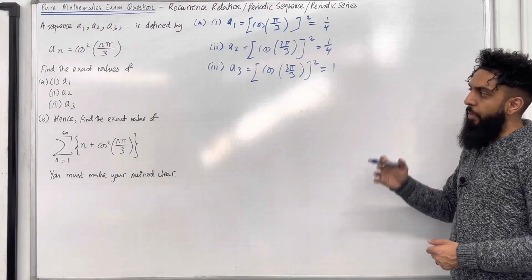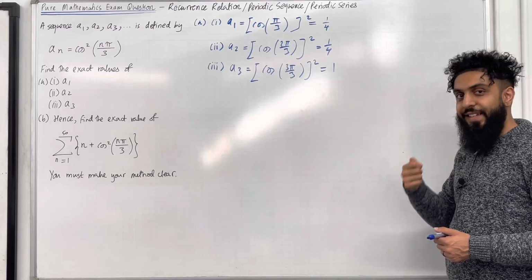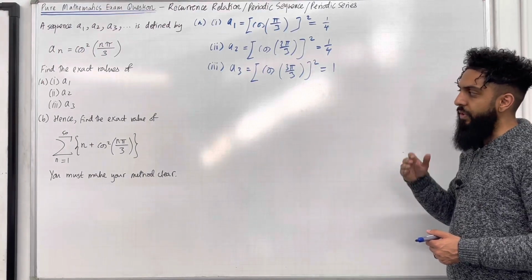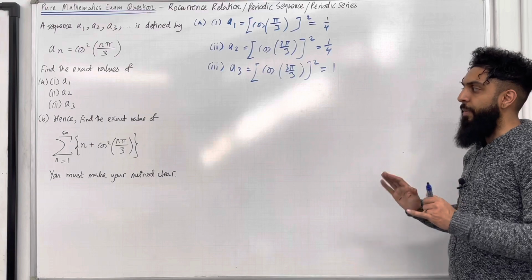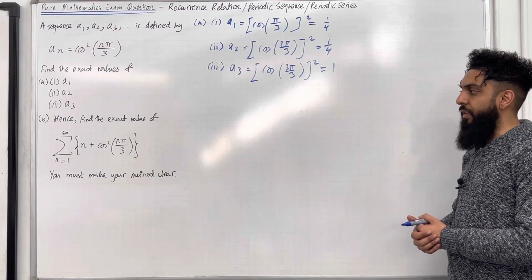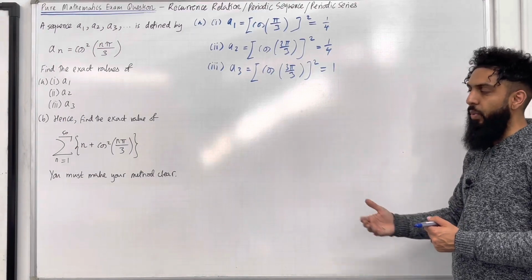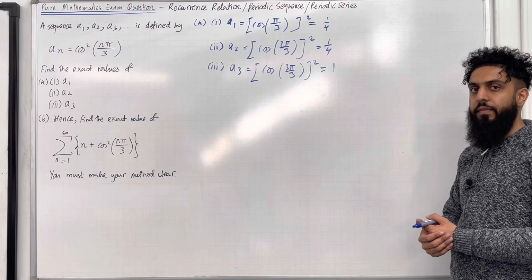Let's move on. Part B, hence, so we have to refer back to our answer in part A. Find the exact value of the sum from n equals 1 to 50 of n plus cos squared of (n pi over 3). You must make your method clear. Please pause the video, have a go at part B. Once you've got your complete solution, then play the video.